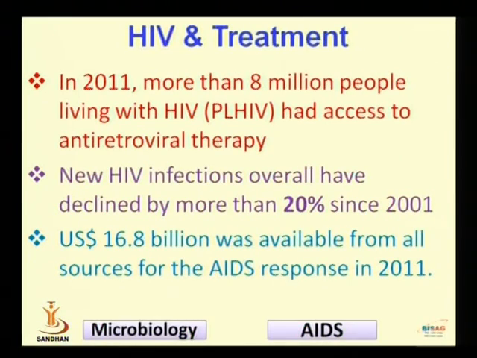If we relate HIV with treatment, then the latest statistical data indicates that in 2011, more than 8 million people living with HIV had access to antiretroviral therapy. Antiretroviral therapy is basically for HIV because this particular virus belongs to the retrovirus family.